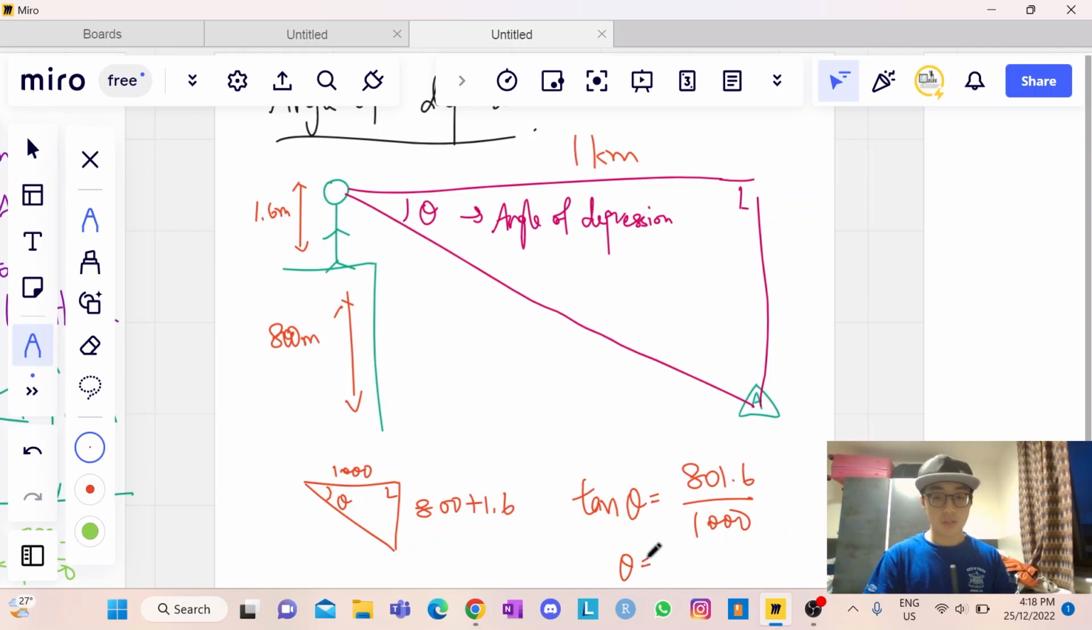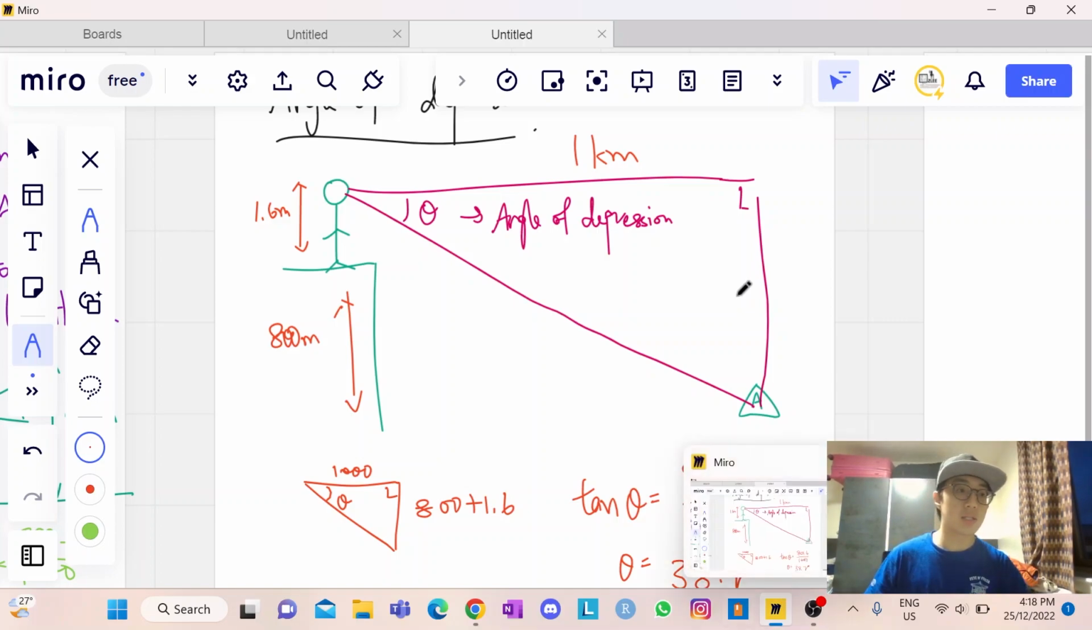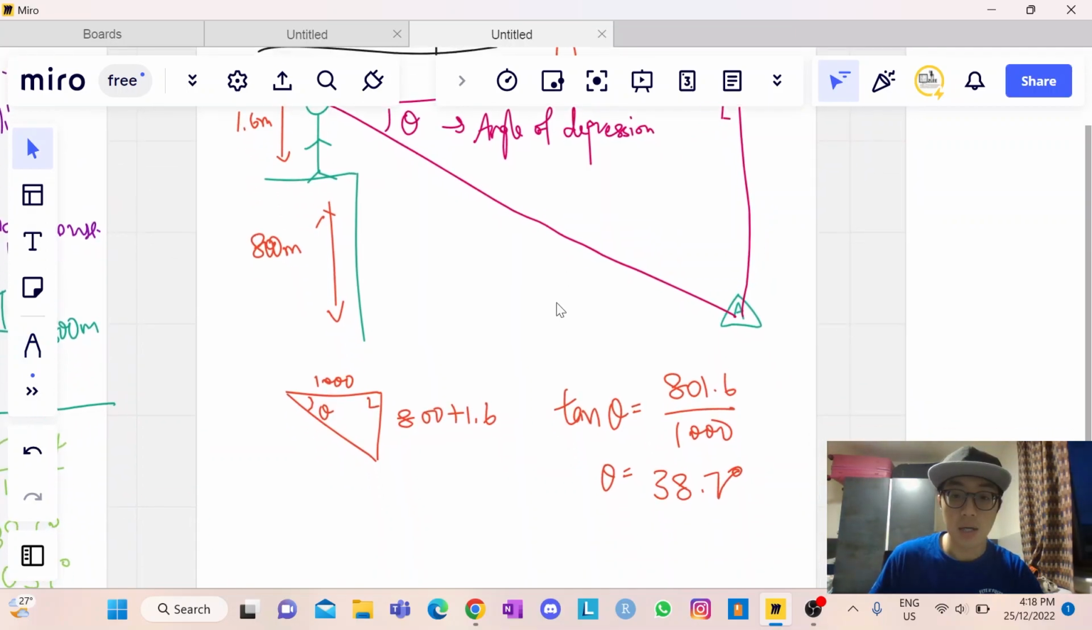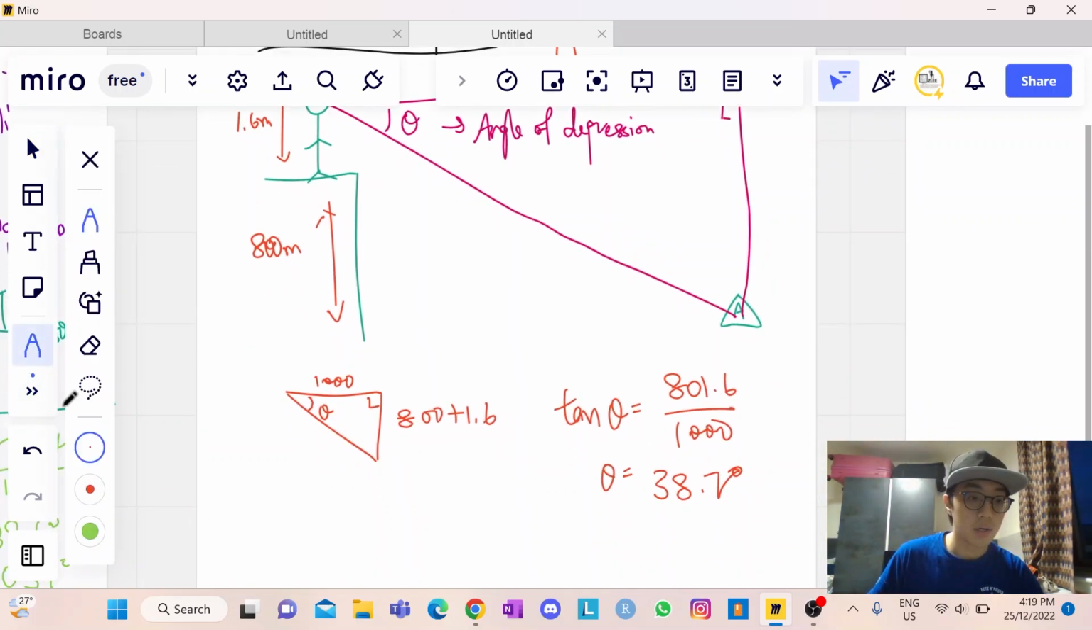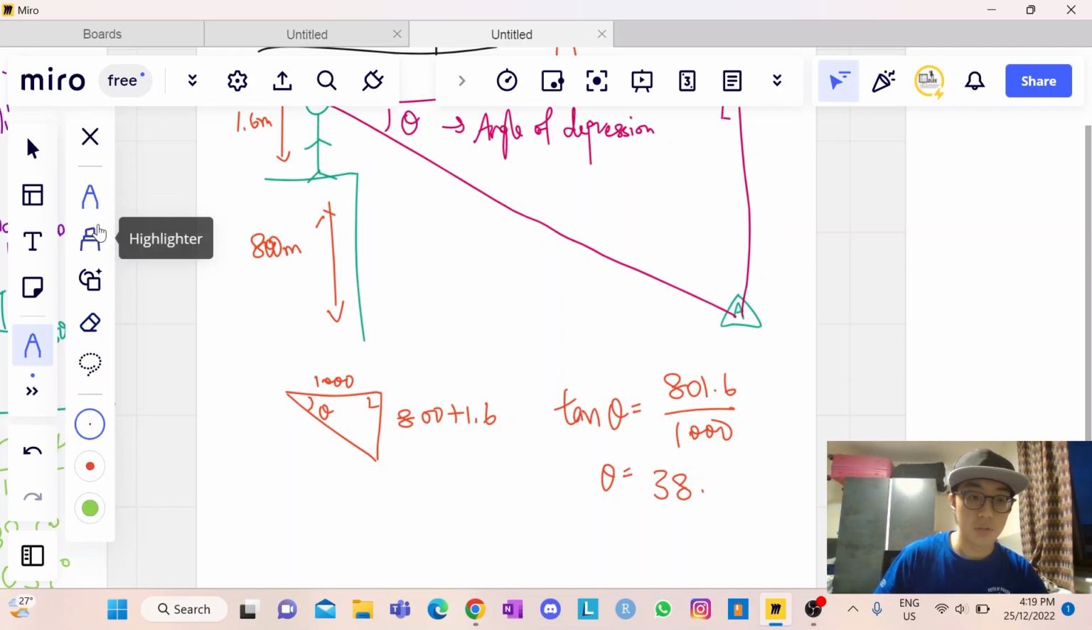Therefore, if you press your calculator, 0.6 divided by 1000, make sure that you get something like 38.7 degrees. So this is supposed to be the answer that you get. Okay, 38.7, and as you can see, it's very close to the previous one because a little bit of decimal places right here is gonna make a very slight difference.